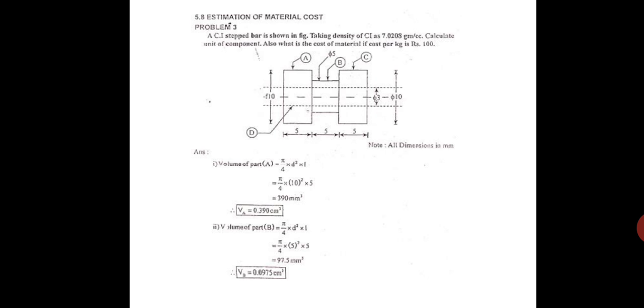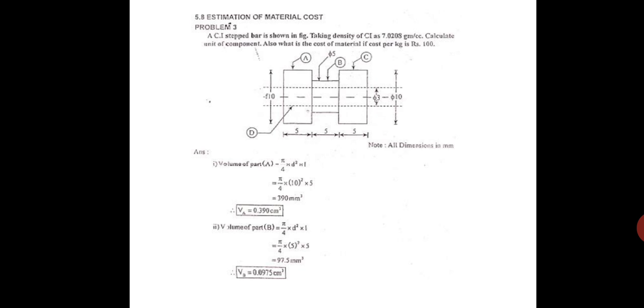See, this is a cylindrical bar, stepped bar. This is cylindrical in nature. Because he has given diameter, dia 10, dia 3. Dia means it is a round bar, stepped bar. So pi by 4 into d square into L. Here d is 5 mm and L is also 5 mm. So pi by 4 into 5 square into 5, that is 97.5 mm cube. Divide by 1000, you get 0.0975 cubic centimeter.